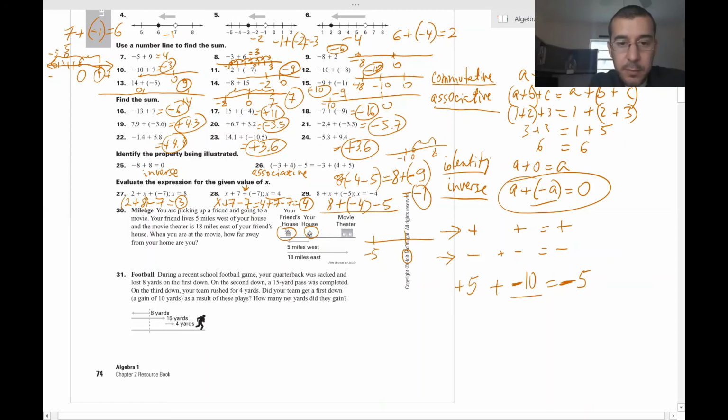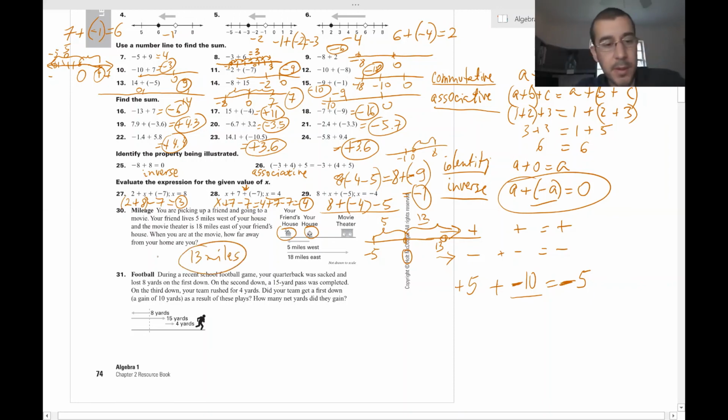And then from minus 5, we go 18 miles east to the movie theater. So to get to 18, this is 5. We need another 13. 13 plus 5 is 18, right? So this is 13. When you're at the movie, how far away from your home are you? From home, from 0, you're 13. So it's 13 miles. 13 miles is the answer.